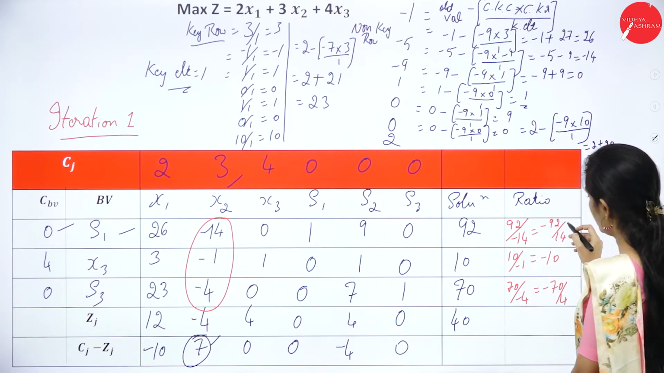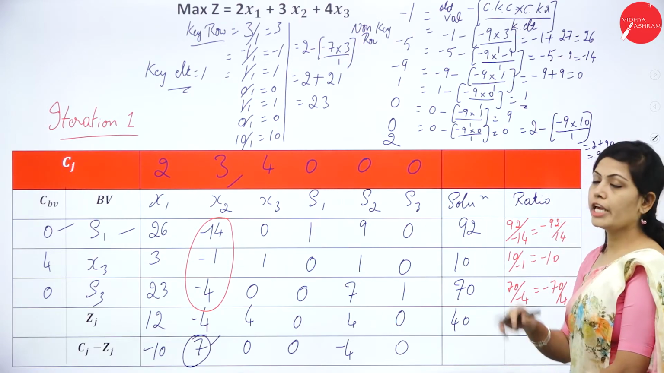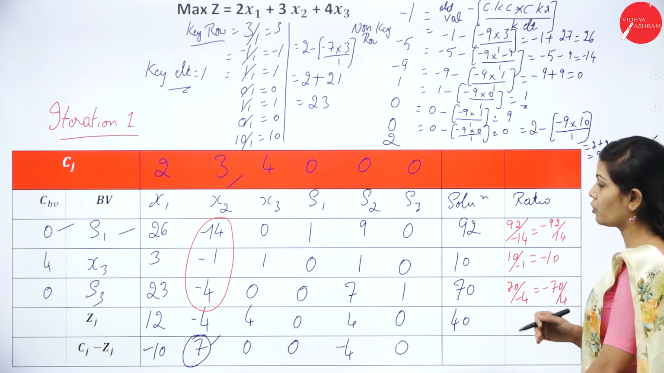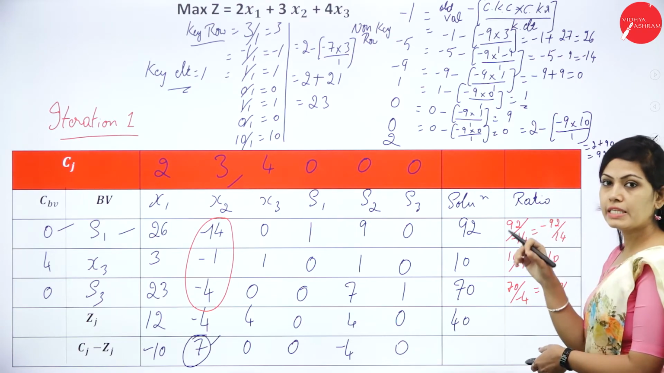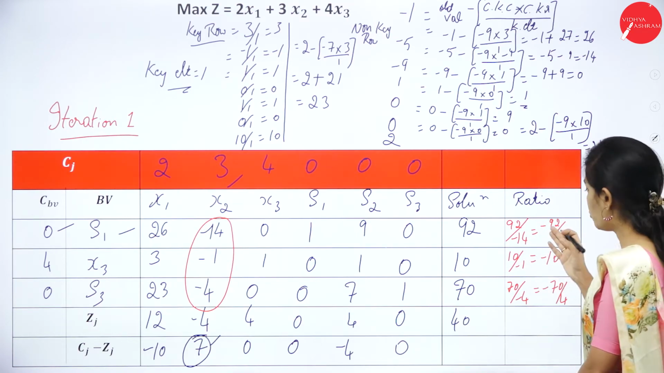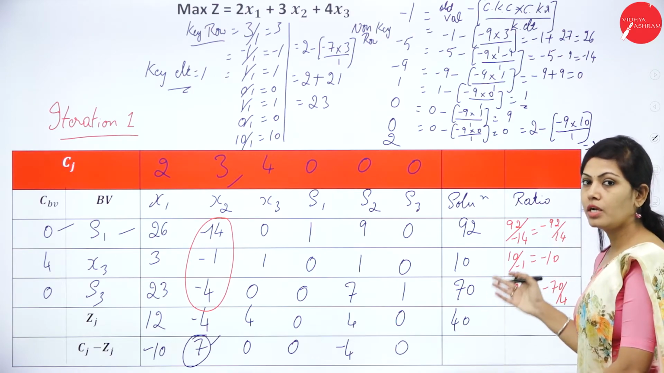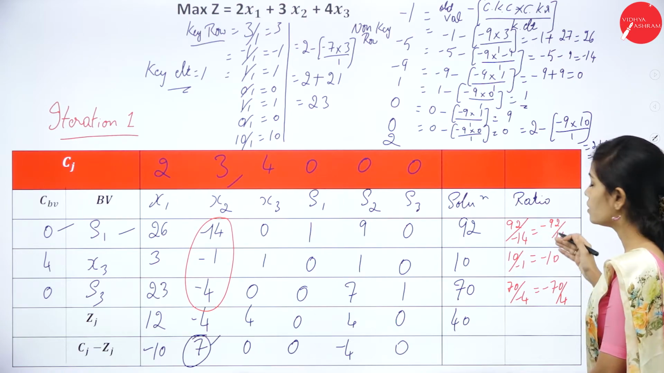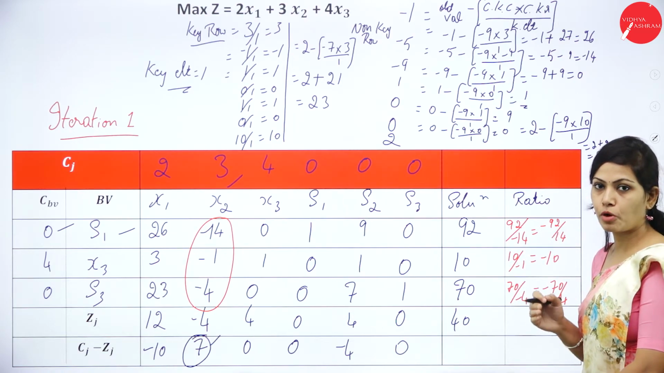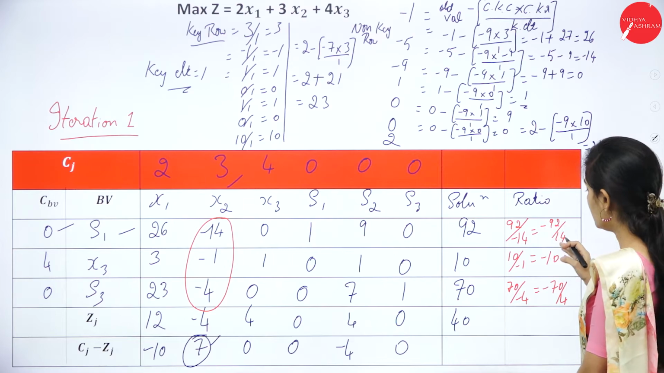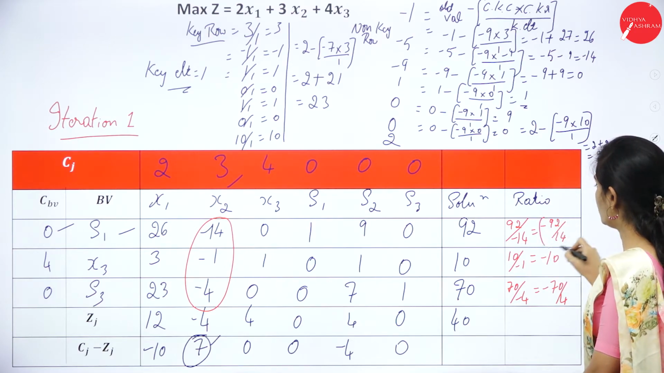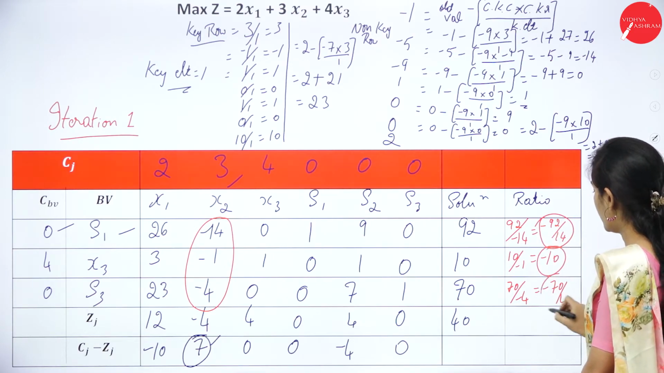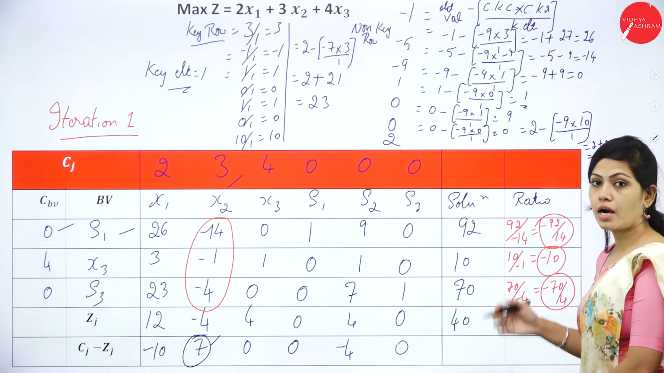So now here I have the key row. How to find the key row? We have to choose the least positive value. We don't have any positive value here. So how do you select the key row? If you have any positive value, then we can select the least positive value. But here I have all negative values only. Negative, negative and negative. So we can't move further.